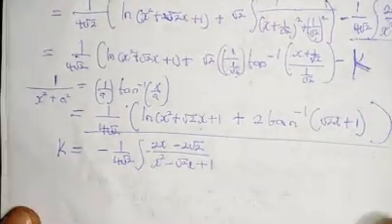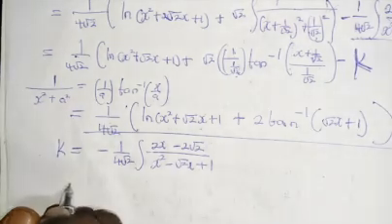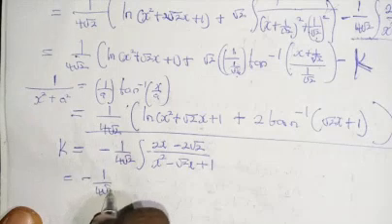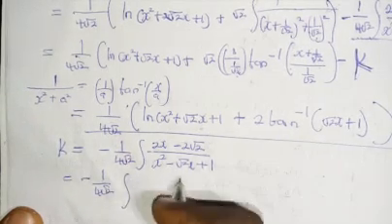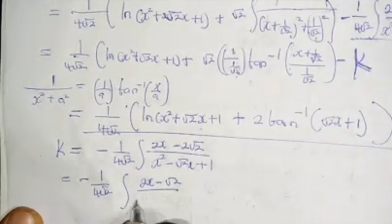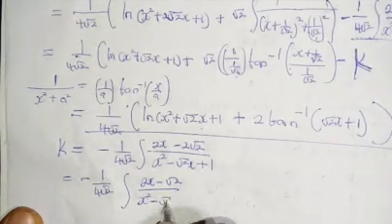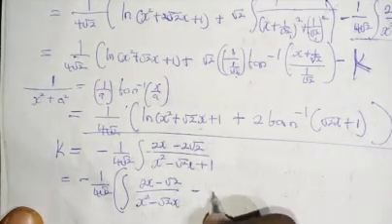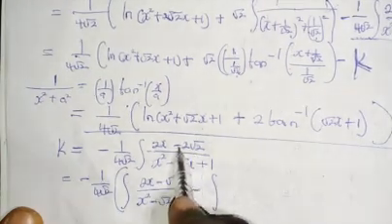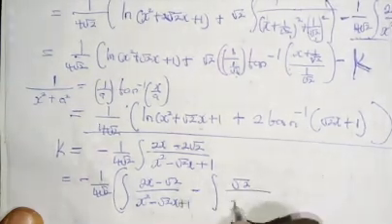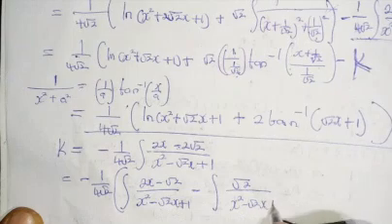The way we solved the first one, we are going to have minus 1 over 4 root 2 times the integral of 2x minus root 2. Don't forget we separated the terms in the first one too. It will be inside brackets. So we are going to have minus, the reason you have the minus sign is because of this negative sign, root 2 over x squared minus root 2x plus 1.